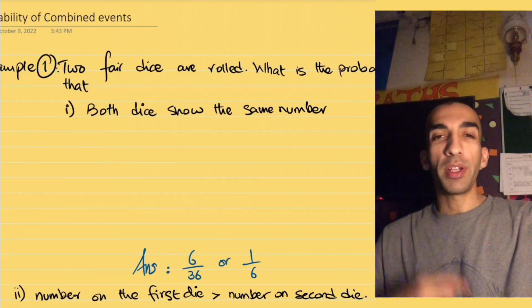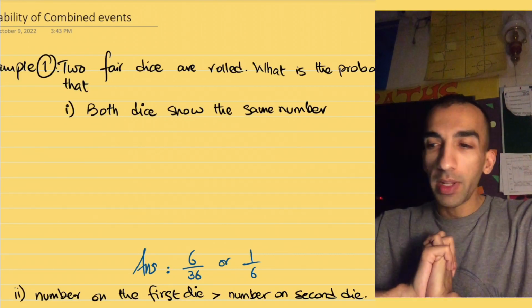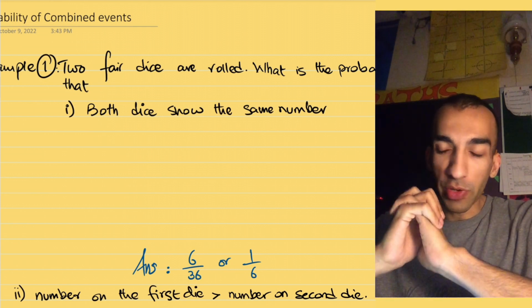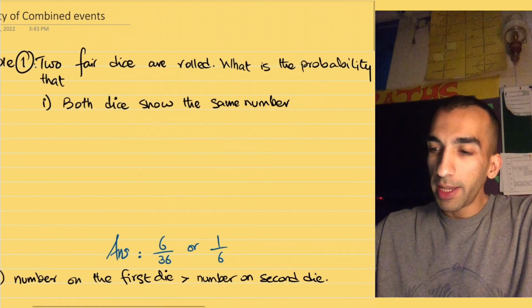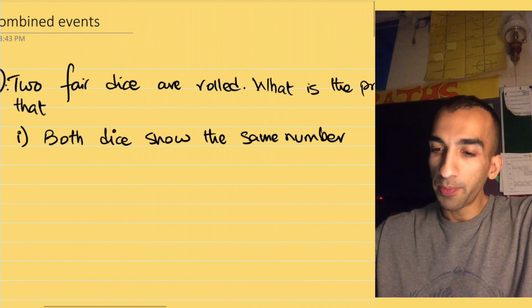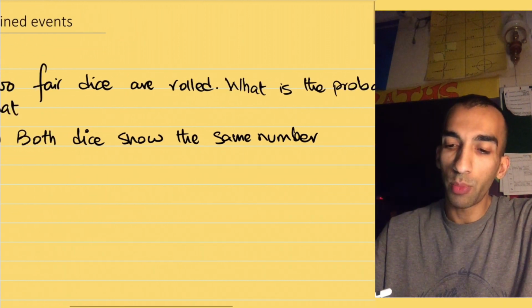This is where probability of combined events starts. Probability of combined events is where probability starts getting a little tricky. For instance, the question is: what is the probability that two fair dice are rolled? What is the probability that both dice show the same number?